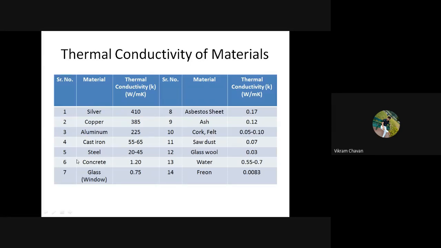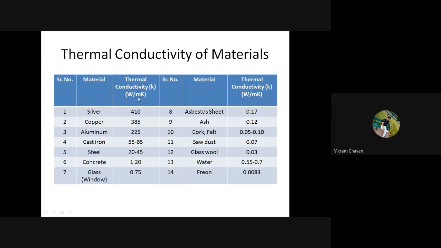Here I have listed some materials and their thermal conductivity, so it will be crystal clear to you how it differs from material to material, and you tell me which is a good conductor and which is a good insulator. The first column is the serial number, the second column is the material, and the third column is the thermal conductivity, whose symbol is k and whose unit is watt per meter Kelvin.